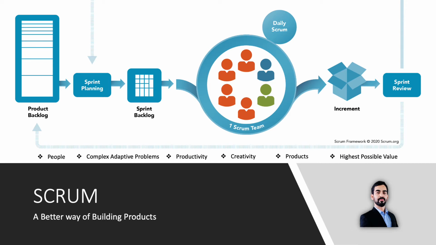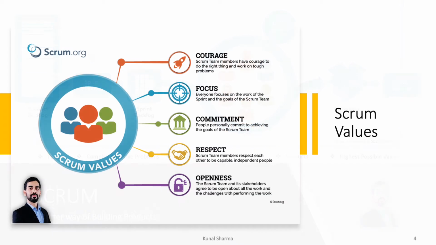Before I dive deep in Scrum, let me first talk about values of Scrum. Scrum has 5 core values. These values serve the basis of discipline and interpersonal communication in Scrum. Courage, focus, commitment, respect, and openness are the 5 core values of Scrum.